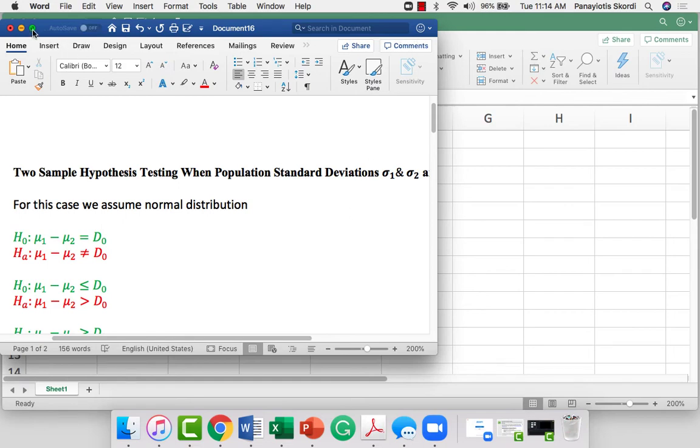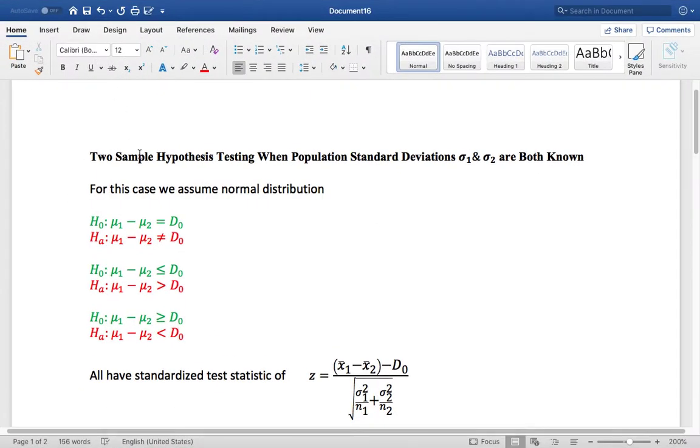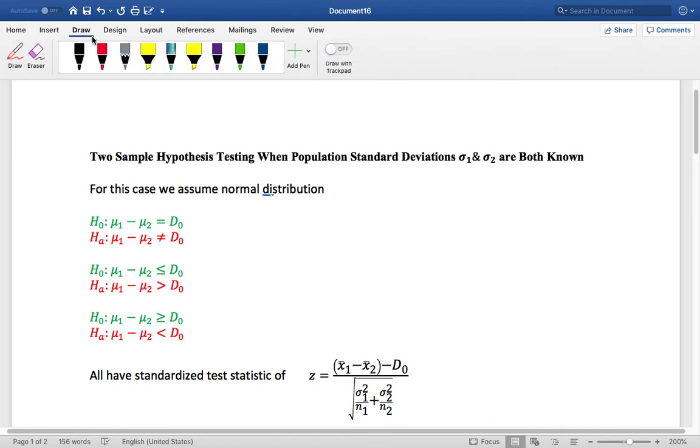So here we're going to look at the two-sample hypothesis testing when the population standard deviations sigma 1 and sigma 2 are both known. When the population standard deviations sigma 1 and sigma 2 are both known, we will assume that we have a normal distribution. So here are the three results for hypothesis testing, and we can have a quick look at what they mean.